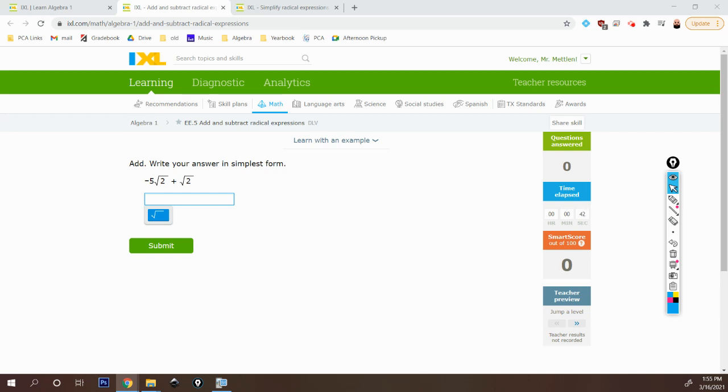So we're actually going to do 2 lessons in one here, because they're pretty darn easy. The first one is we're going to add and subtract radical expressions. So if you look here, we've got our radicals, right? Here's our square root sign, our square root sign. So we want to add these two together.